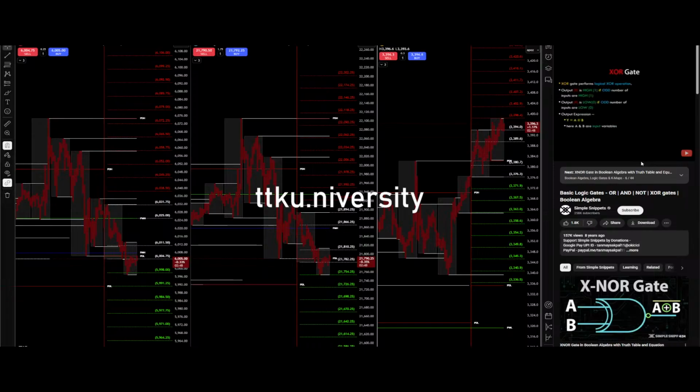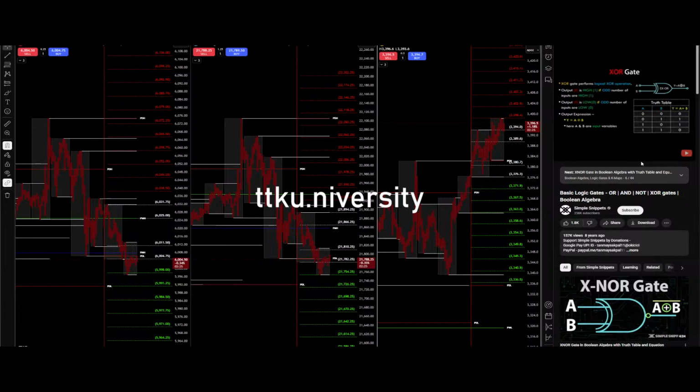Now here's the output expression. Y is equal to A XOR B. It looks like an OR operation, but we have a circle around the OR symbol or the plus symbol. Here's the symbolic representation of the XOR gate. It is similar to the OR gate, but there is an extra curve where the inputs meet. As you can see, it is a two input XOR gate. That is, we have input values A and B and a single output Y, which is equal to A XOR B.